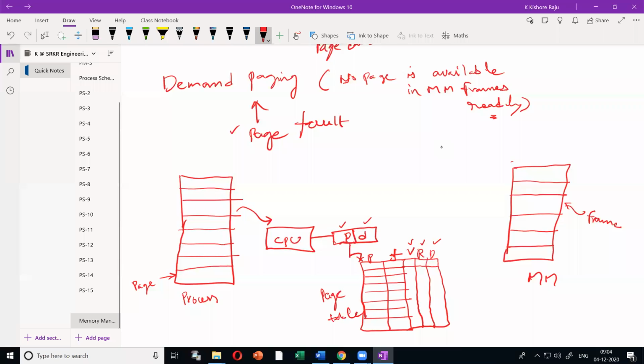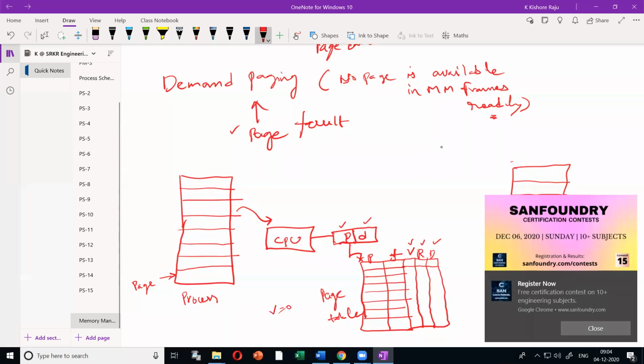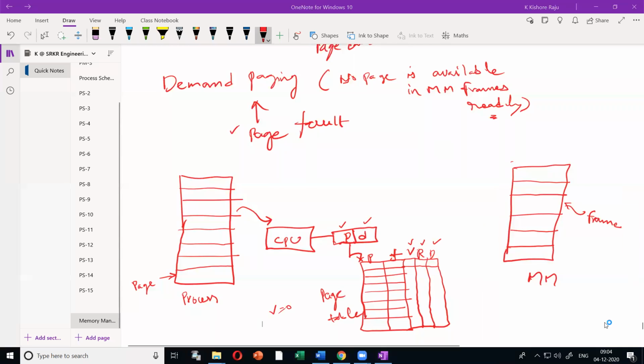So valid bit is 0 means the page is not available in the main memory frames. I already told you, in paging, no page is available in the main memory frames readily. Whenever it is requested, it will come and be loaded into the main memory frames. So initially, all the pages have valid bits 0.